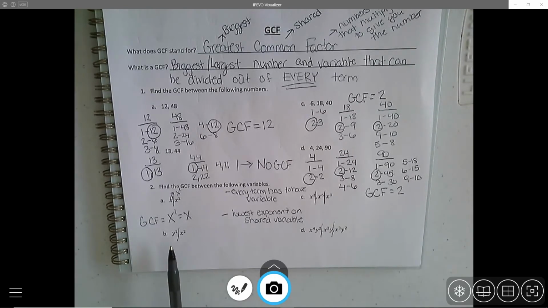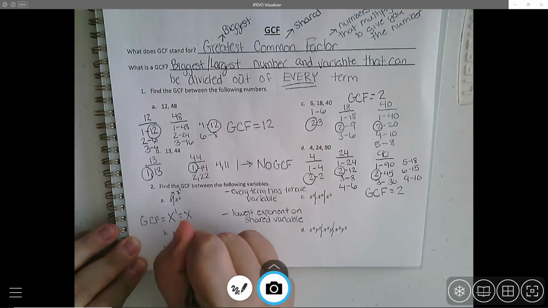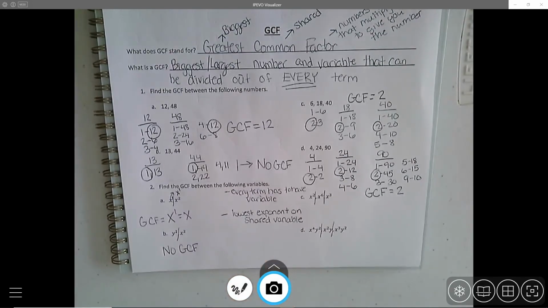Okay, I look and I say they do not have a shared variable in common. One of them has a y, one of them has an x. That makes it on this one that there's no GCF. If they don't have a shared variable, they don't have anything in common.